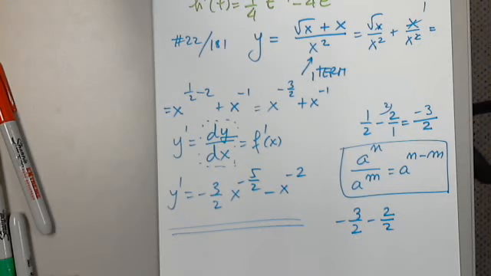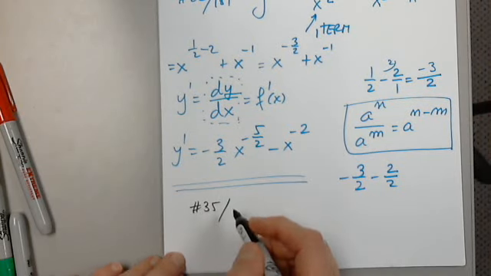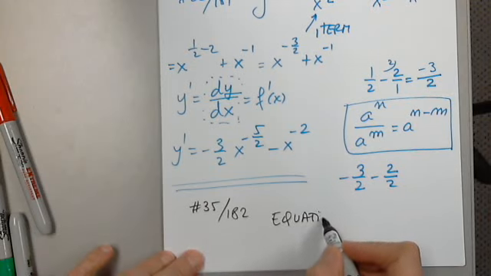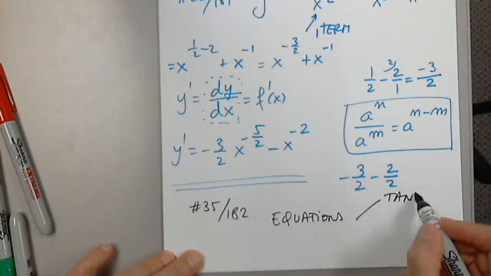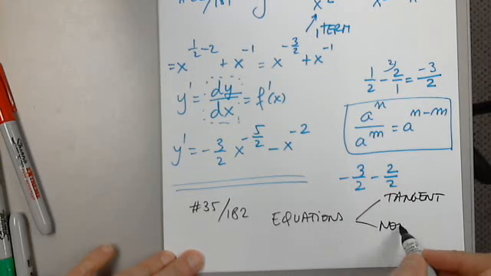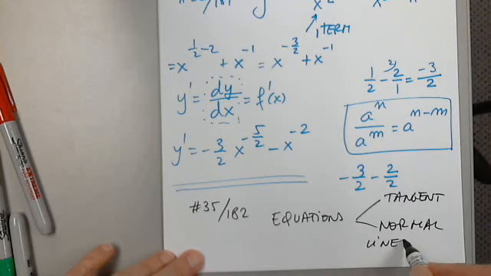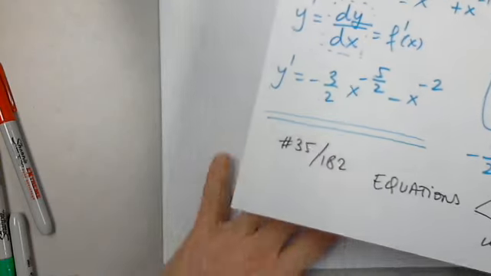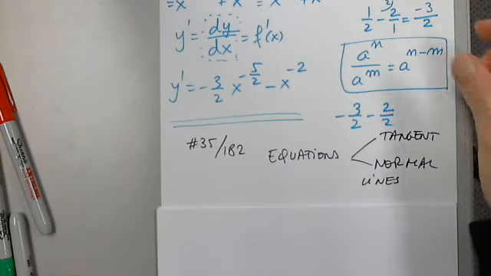Okay, so I would like to look at problem 35 now, and this is on page 182. Find equations of the tangent line and normal line to the curve at the given point. So they want equations of tangent and normal lines. Let me explain what that means, and then we'll copy the rest of the problem. Any questions so far, please?